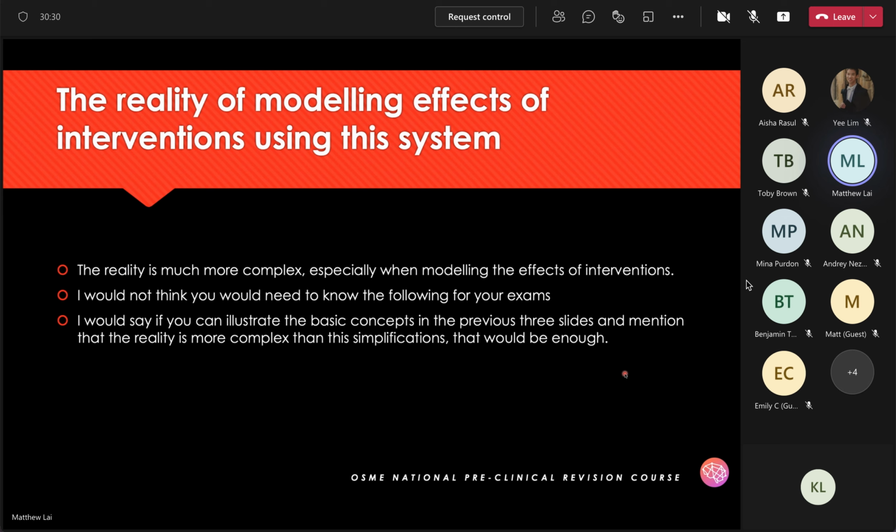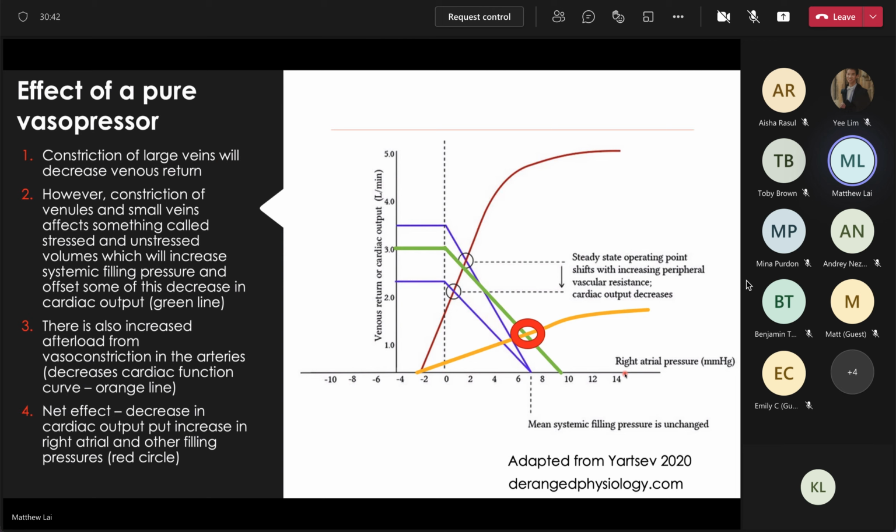it can help you sort of explain what actually happens when we administer medication in shock, as well as what happens in shock. Now, what happens in shock itself can be a little bit complicated, so I'm going to start with modeling the effects of medication. So, modeling the effects of the pure vasopressor, so something that constricts your peripheral vasculature. So, let us start at this normal blue line here.